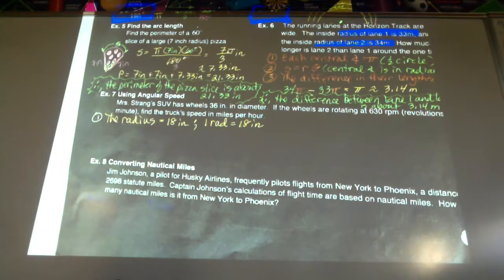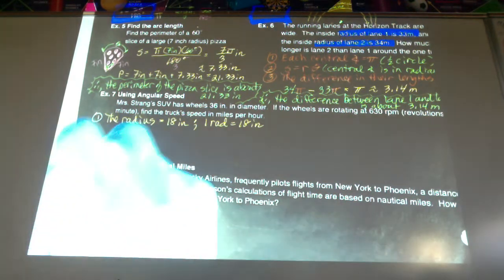The radian is always equal, when the arc measure is equal to the radius, that is what 1 radian is. So in this case, if my radius is 18 inches, then 1 radian must be 18 inches. 1 radian represents that arc length. All right, so step 2.